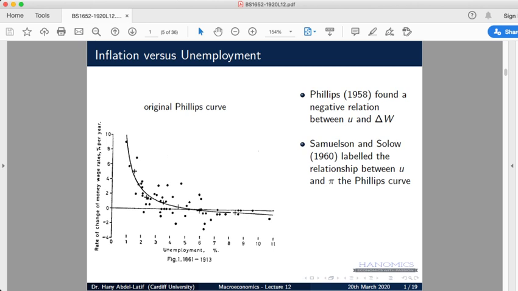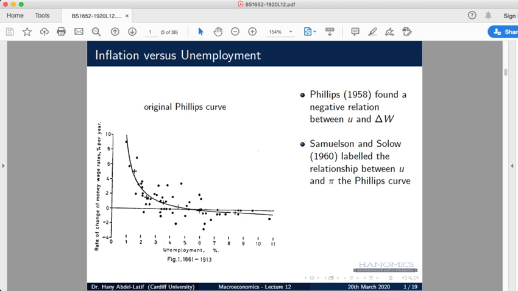As I said in the last lecture, the paper is cited at the end of these slides, so if you want to read it, feel free to find out more. What the paper suggested is that there is a negative relationship between the unemployment rate and the rate of change of money wage rates in the UK between 1861 and 1913. After that, the paper by Samuelson and Solow, 1960, labeled that relationship between the unemployment rate and the inflation rate as the Phillips curve.